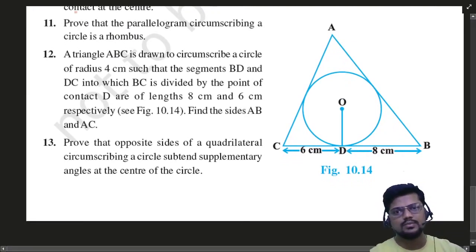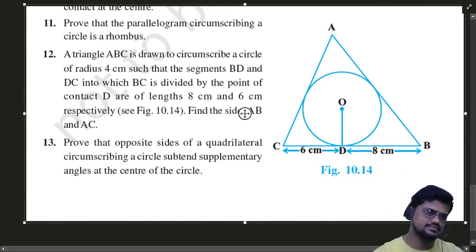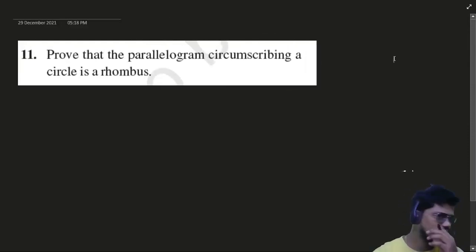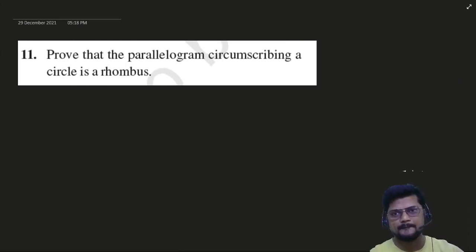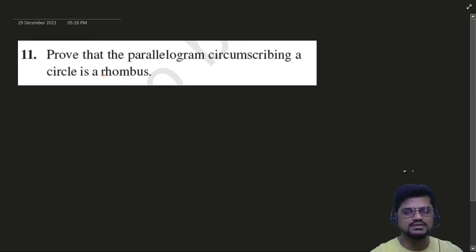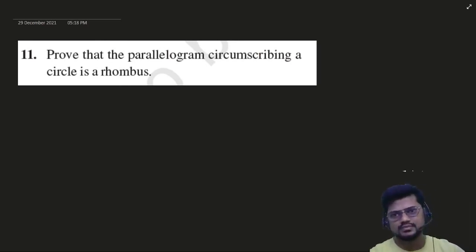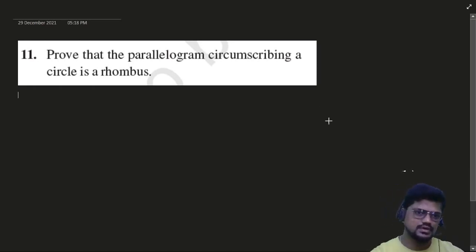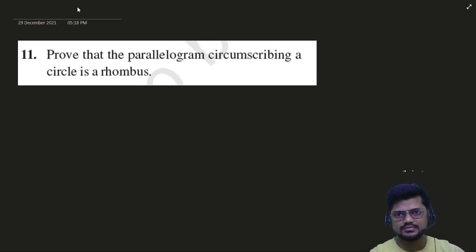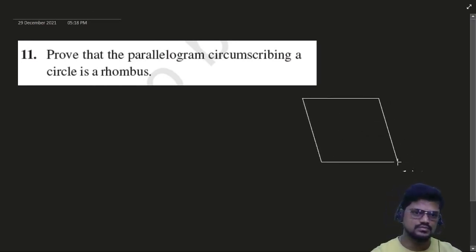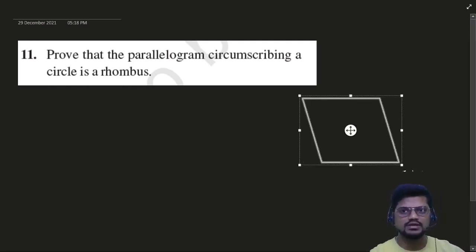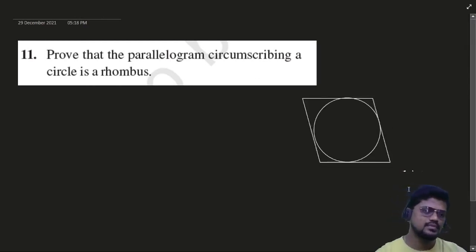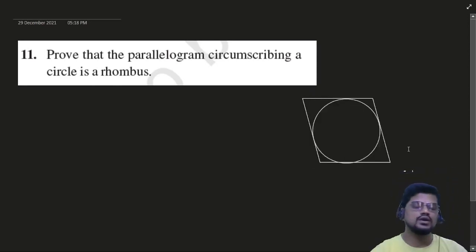Now what you have: prove that the parallelogram circumscribing a circle is a rhombus. If I draw a parallelogram like this, now this has been circumscribing a circle. Yep. Now it's a parallelogram which is circumscribing a circle. Now you have to show that if it is a parallelogram which is circumscribing a circle, it's a rhombus.